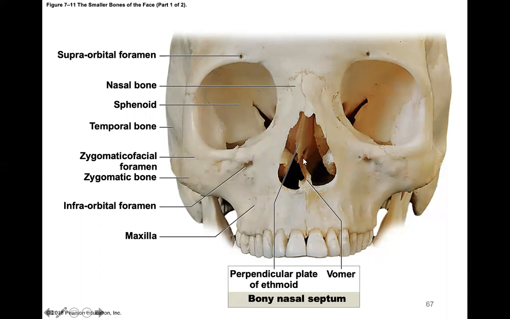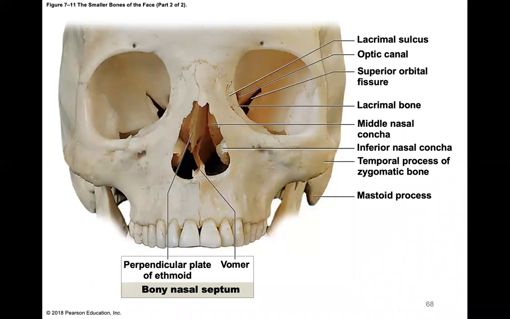Your vomer is this guy on the lower half. The ethmoid is going to be on the upper half here, specifically the perpendicular plate. Next to the nasal bone, which is right here, we'll have the lacrimal bone, okay, located right here. Your inferior nasal concha is located right here. And I'm trying to think if there's anything else. We have our little lacrimal sulcus. This is a little indentation within the lacrimal bone where the tear sac will sit.